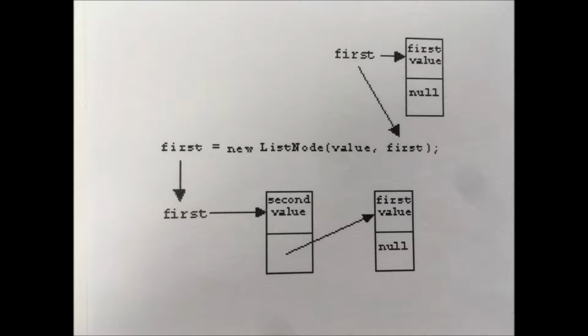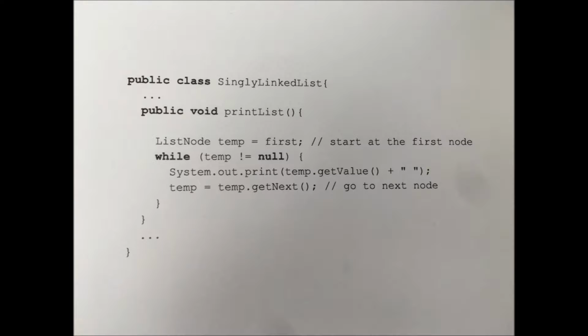When the constructor is called, the new node is constructed and placed between the first and the node first used to point to. The value of first passed to the list node constructor is used to initialize the next field of new node. To traverse a list means to start at one end and visit all the nodes. In the case of method printList, the task is to print the value field from each node.